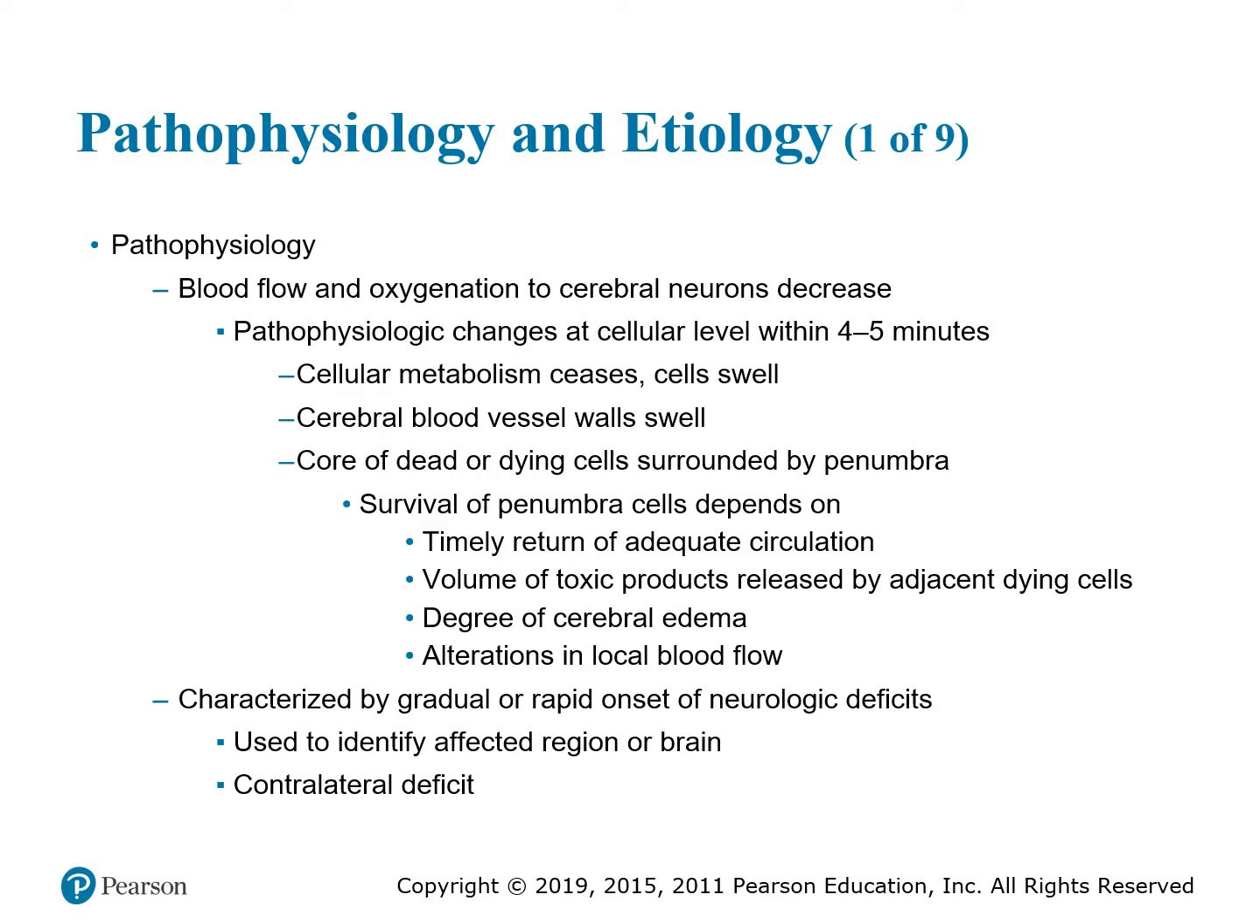So when the blood flow and oxygen to the neurons in the brain are decreased or interrupted, you're going to see changes at the cellular level take place immediately, within 4 to 5 minutes. The cellular metabolism ceases as the glucose, and we do have to have glucose, glucose gives our cells energy. Glycogen and the ATP are depleted, and then the sodium and potassium pump fails.